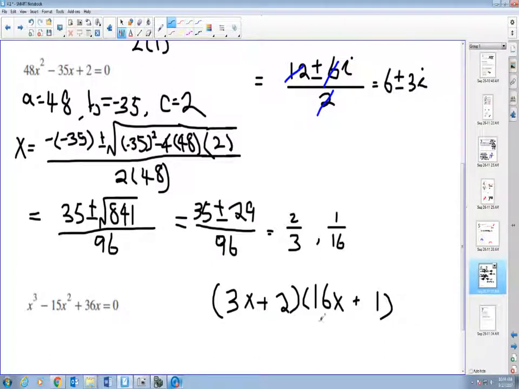So if I set each factor equal to 0, oh, excuse me, both have to be negative, not positive. So 3x minus 2 set equal to 0, x equals 2/3, and this is where the 1/16 comes from.